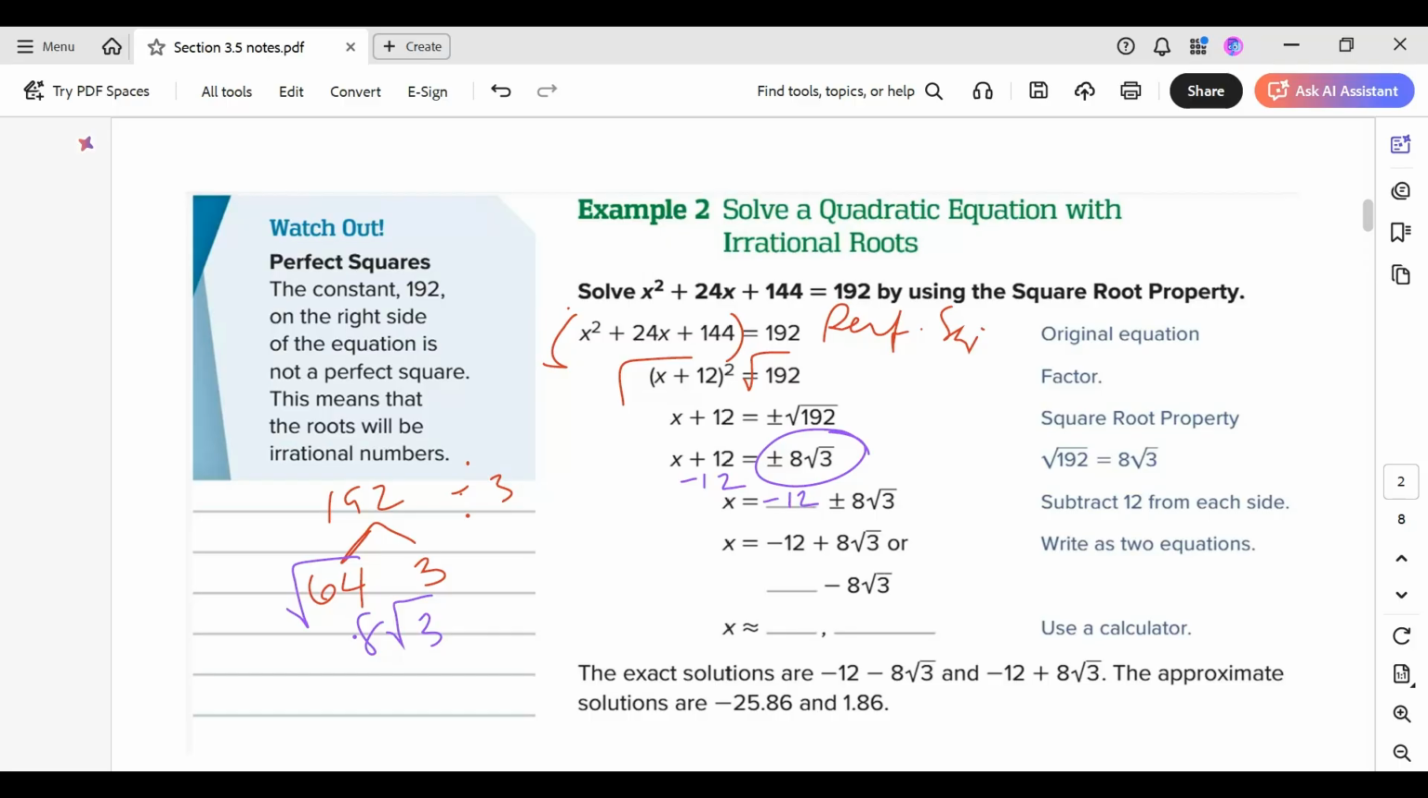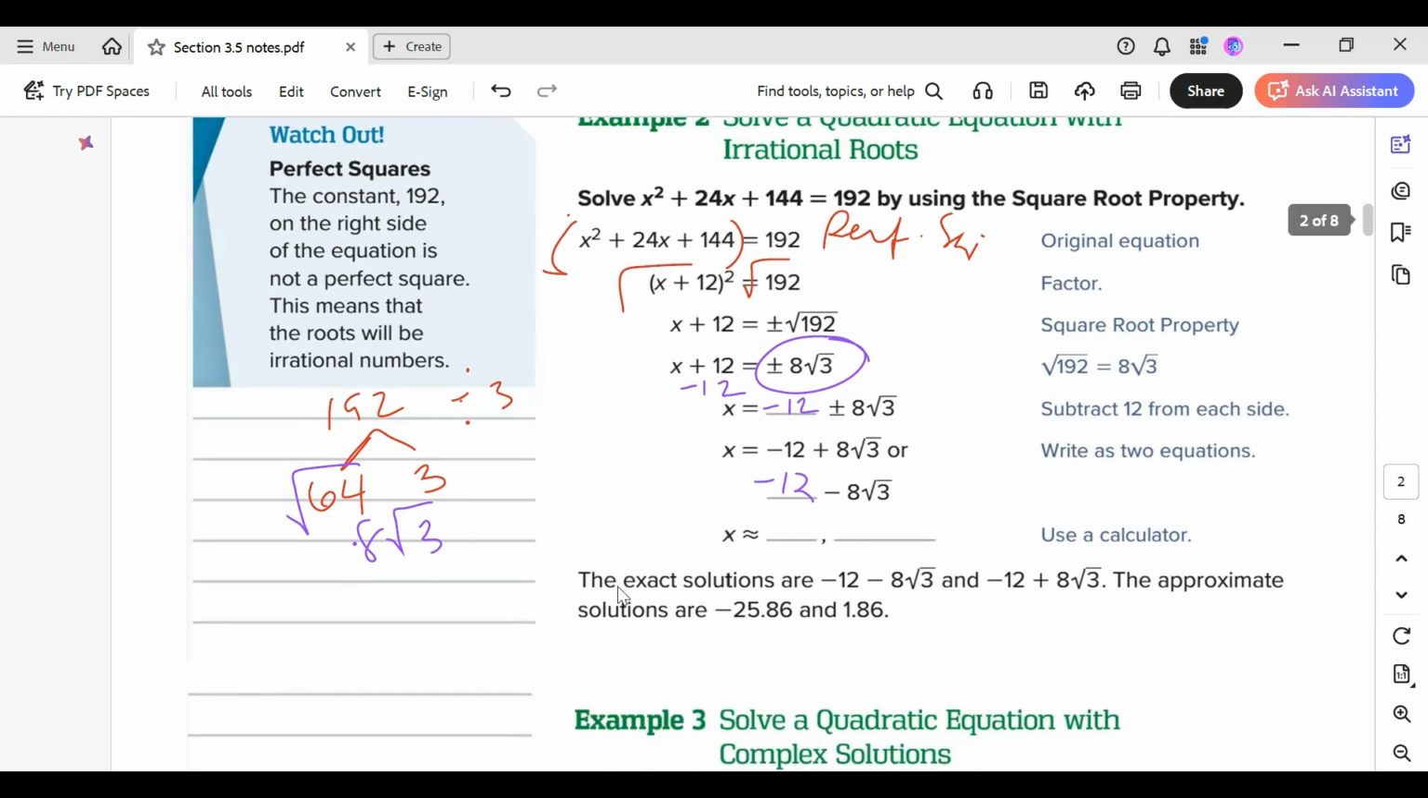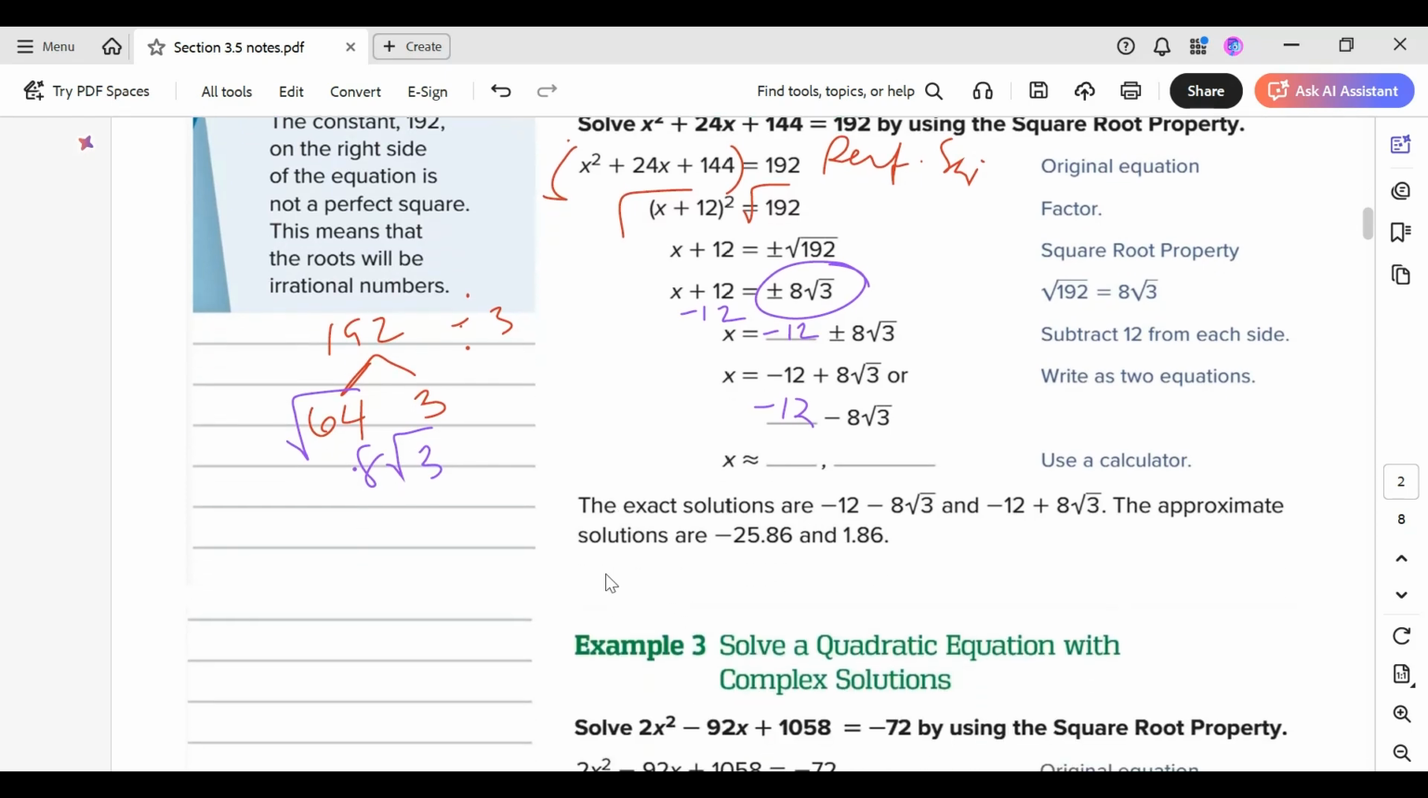So x could be negative 12 plus 8 square roots of 3 or negative 12 minus 8 square roots of 3. Then, using a calculator, you can figure out the solutions for x. You type in negative 12 plus 8 times the square root of 3, and we end up with 1.86. And then if we do negative 12 minus the 8 square roots of 3, then that's where we end up with negative 25.86.